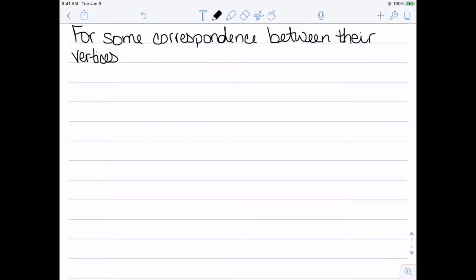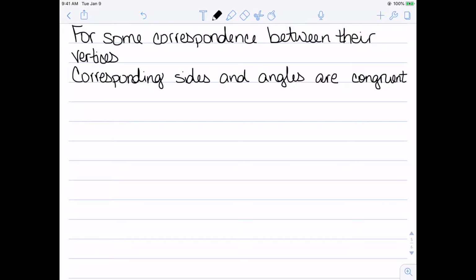For these, we need some correspondence between their vertices. We need to know which vertex in the first triangle corresponds to which vertex in the second triangle. From there, if we want to see if the triangles are congruent, we're going to need corresponding sides and angles to be congruent. So let's suppose triangle ABC is congruent to XYZ. This tells us 6 things that are very specific.